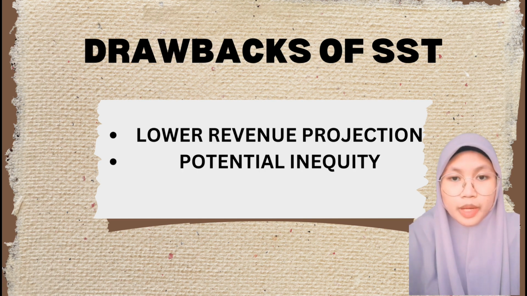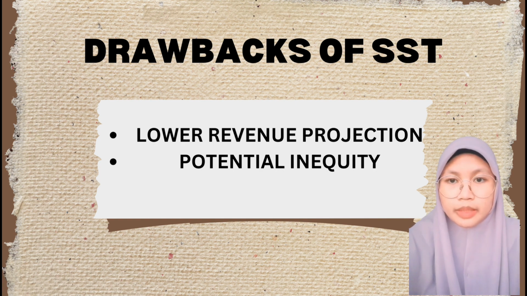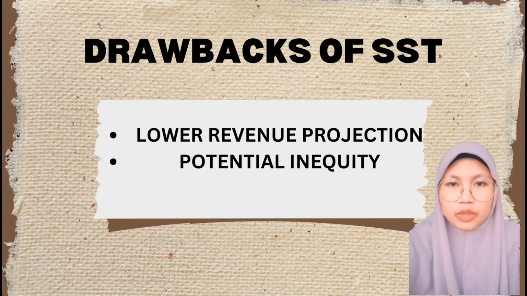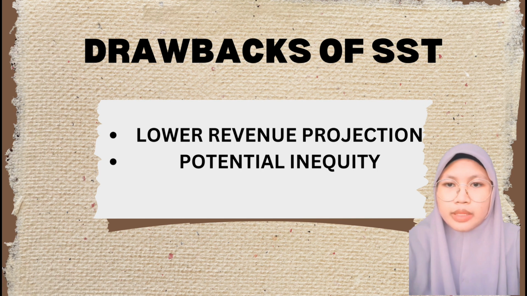Next are the drawbacks of SST. The first is lower revenue projection. SST's projected collection is lower at 23 billion Malaysian ringgit annually, impacting government revenue and expenditure. Second, potential inequity. SST's narrow scope may result in tax disparities, creating inequities in the tax system.